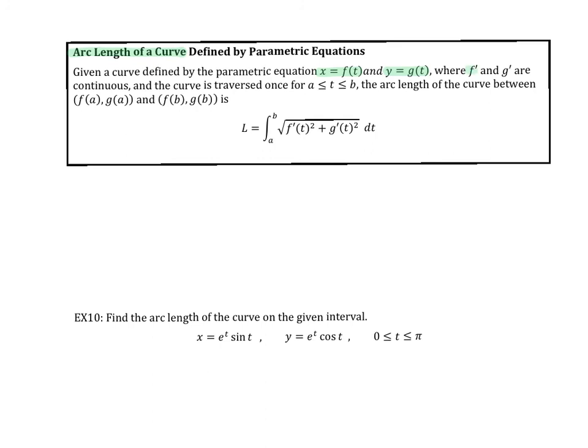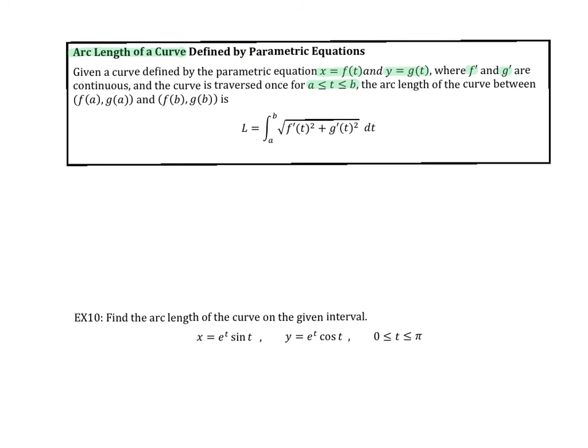So let's just suppose that the derivatives of x and y are continuous. And let's say the curve is traversed only once, which means it doesn't double up on itself and keep going over and over the same curve. We're just going to go once, from some point A to B for our t values. Then our arc length is between the 2 points.